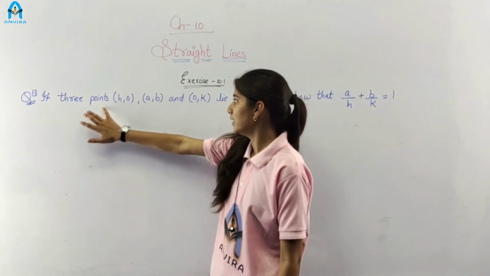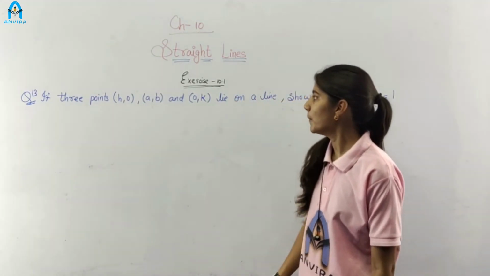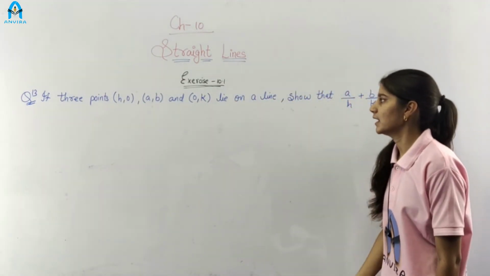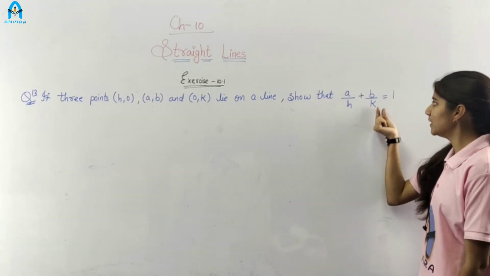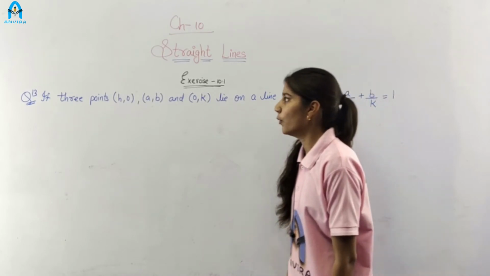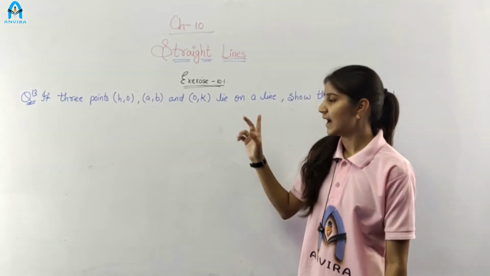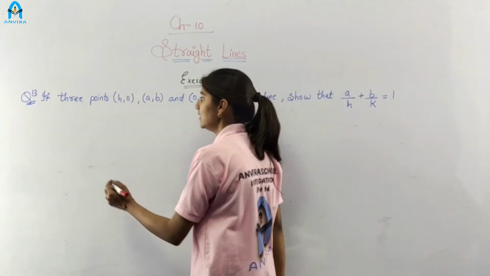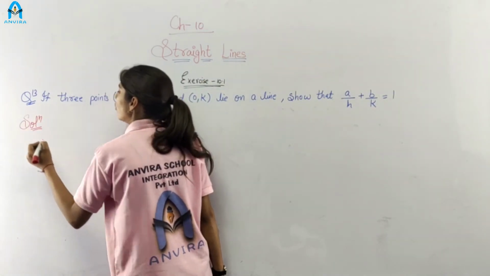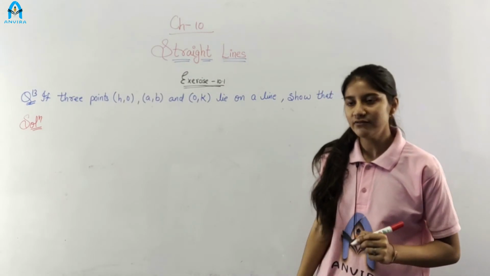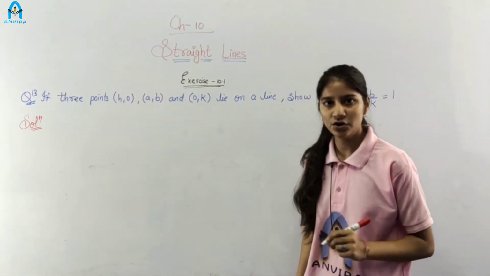If 3 points h, 0, a, b and 0, k lie on a line, show that a by h plus b by k is equal to 1. The 3 points lie on a line. That means the condition we will apply here is the condition of collinearity. So how can we apply the condition of collinearity?